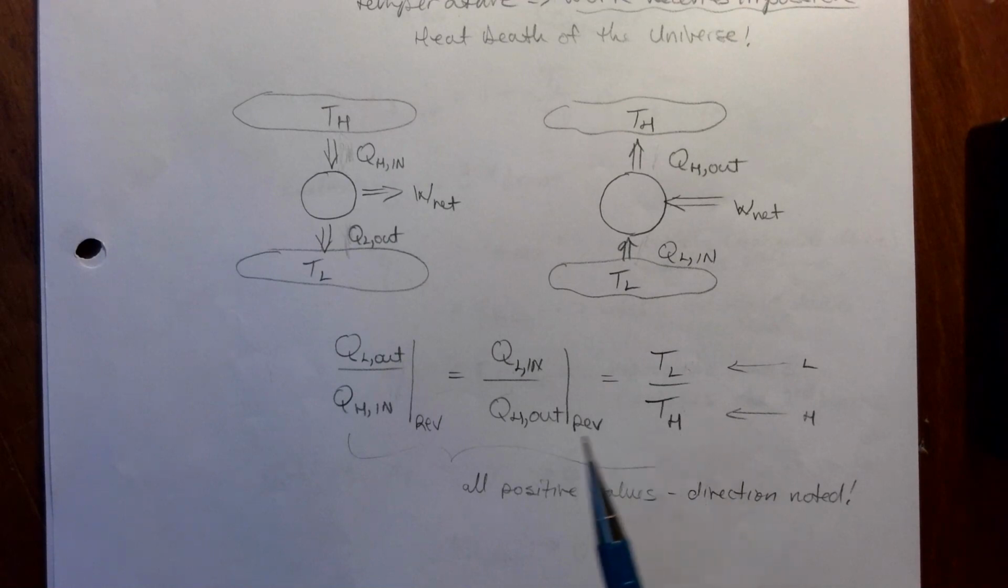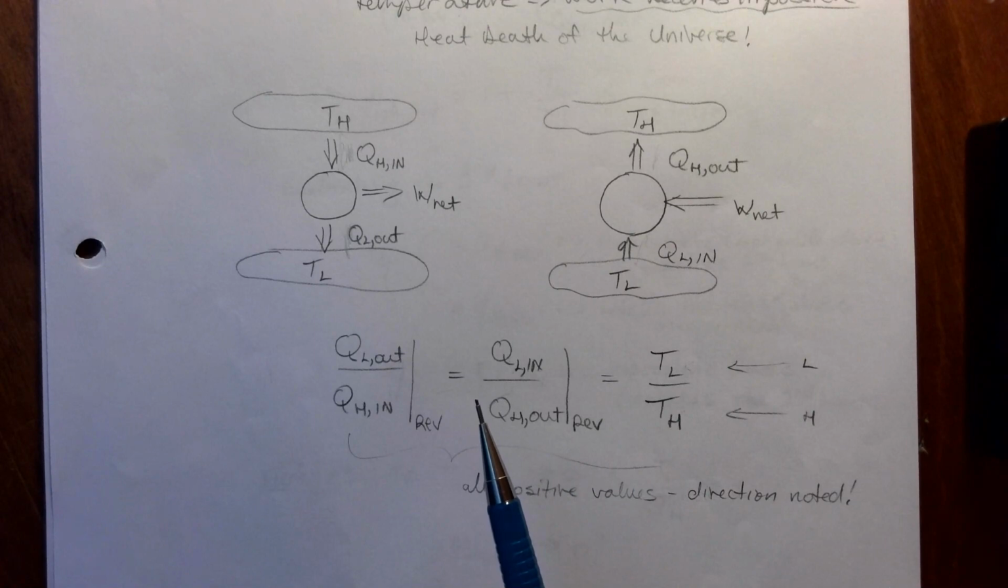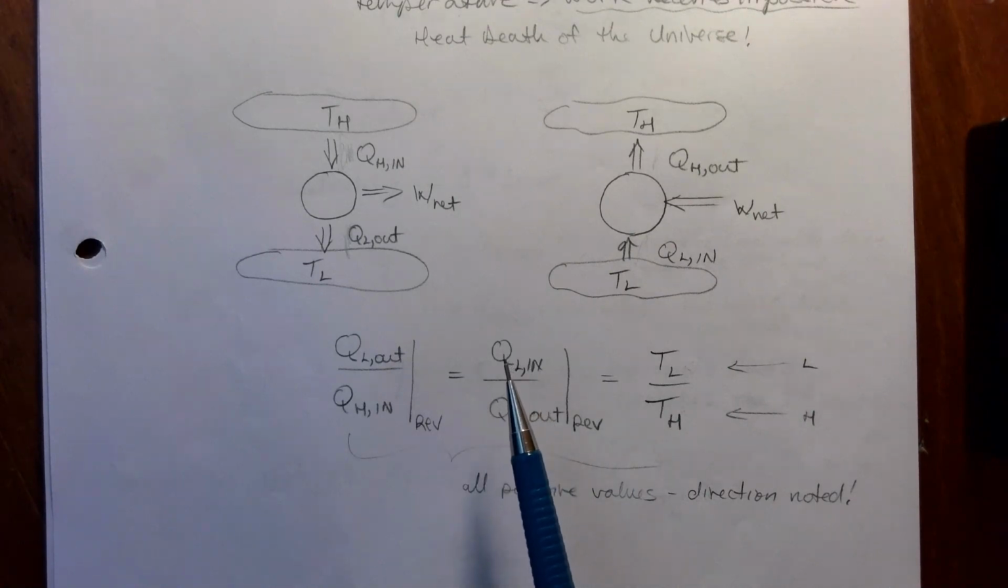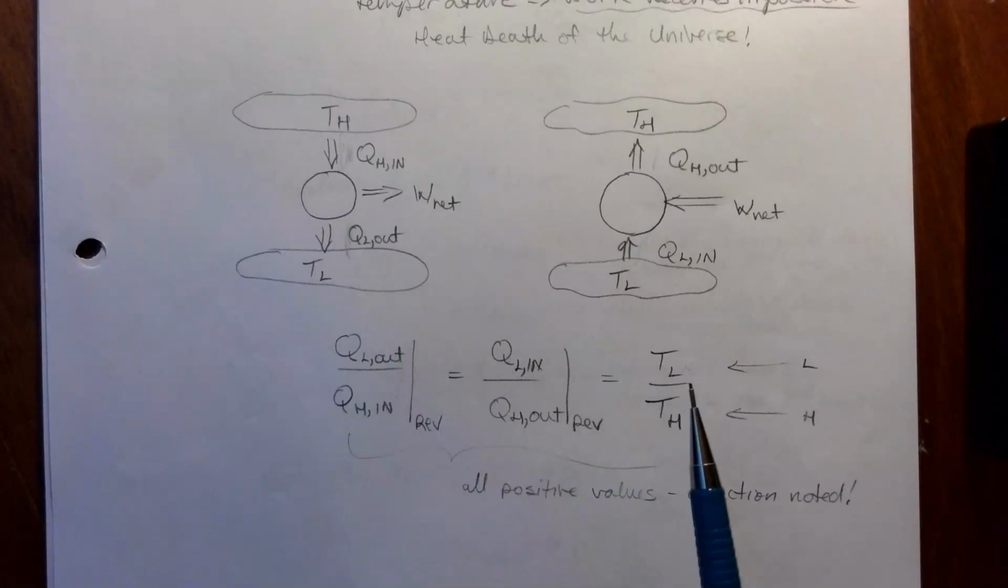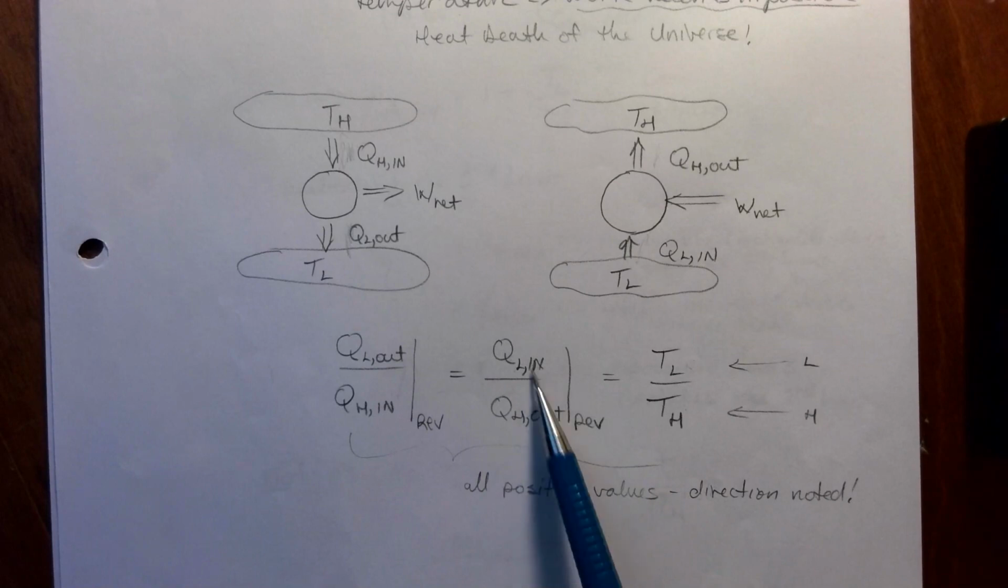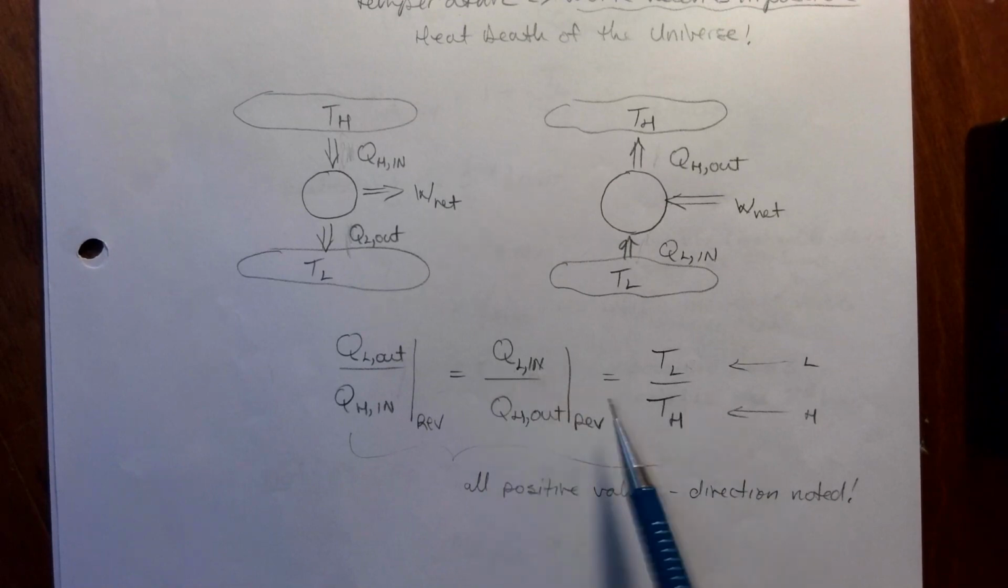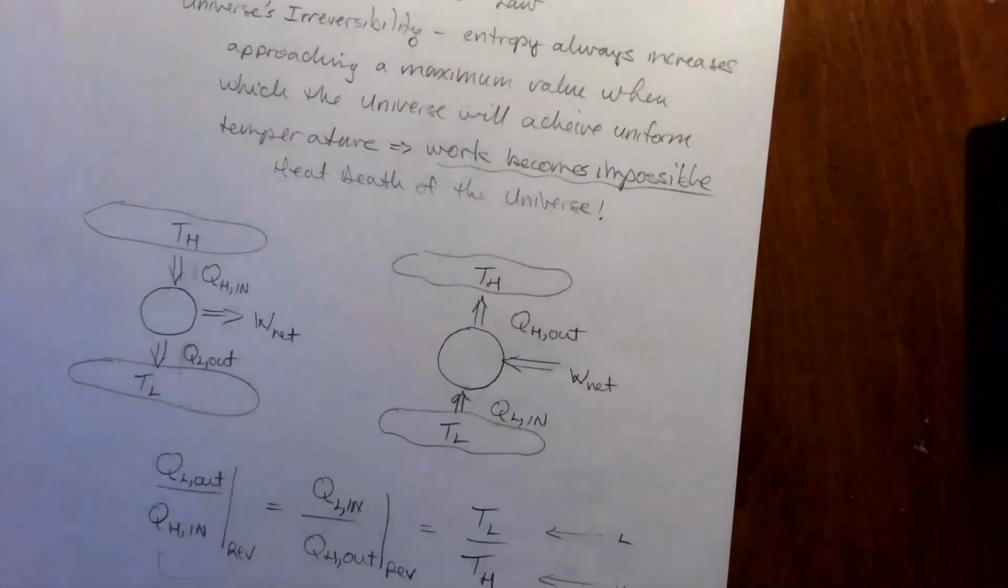One more observation is if these are devices operating steadily in a cycle, then these could be Q dot in all situations. So Q dot L in and Q dot H out. And this still applies. It's still TL over TH. Notice that that will still be a dimensionless ratio on both sides of the equation.